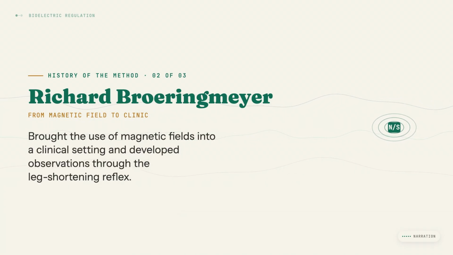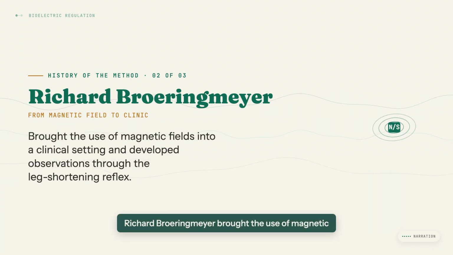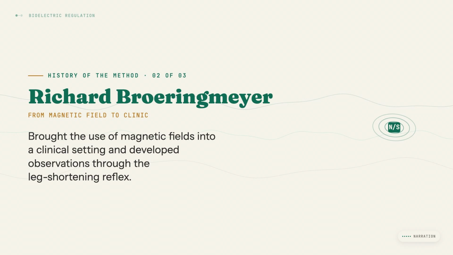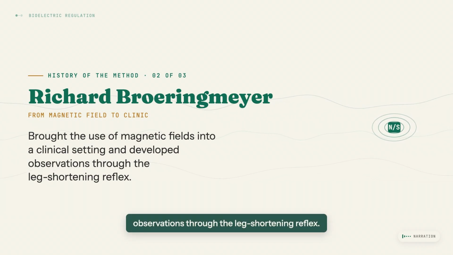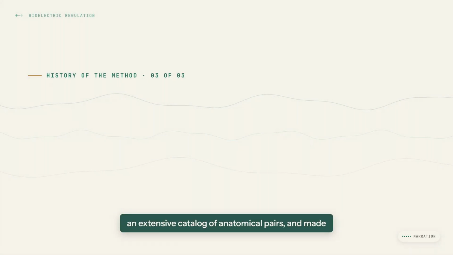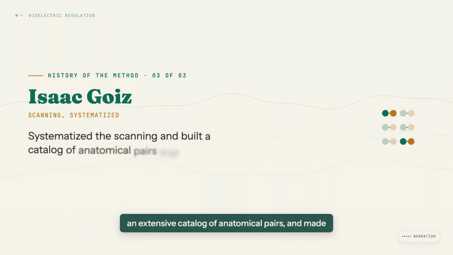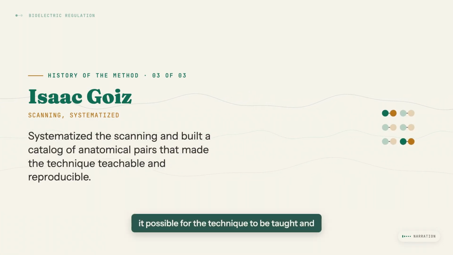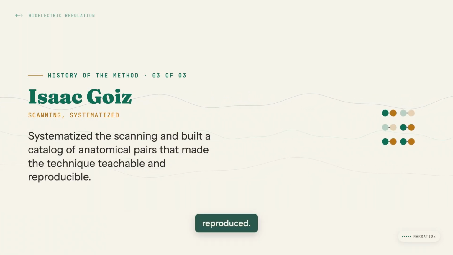Richard Broeringmeyer brought the use of magnetic fields into a clinical setting and developed functional observations through the leg shortening reflex. Later, Isaac Goiz, systematizing the scanning, built an extensive catalog of anatomical pairs and made it possible for the technique to be taught and reproduced.